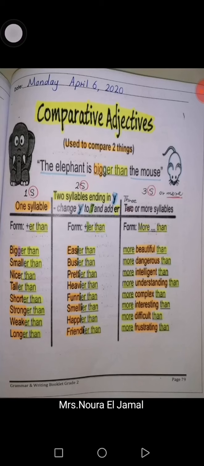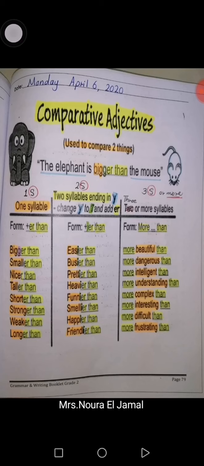So the elephant is bigger than the mouse, or who can say another sentence if I want to start with the mouse? I can hear you. Tell me. The mouse is smaller than the elephant. Excellent, excellent students. Here, one syllable. The form will be er and then than, like big, bigger than, small, smaller than, nicer than, taller than, shorter than, stronger than, weaker than, longer than.